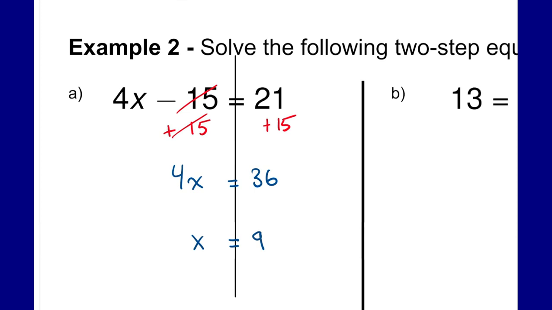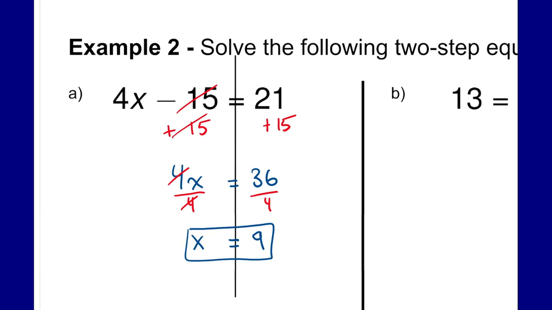If you're not sure, 4x. That's 4 times x. So that means to cancel out the 4, we have to divide by 4. Divide by 4 on the other side. One side cancels out, and we're left with x is equal to 9.